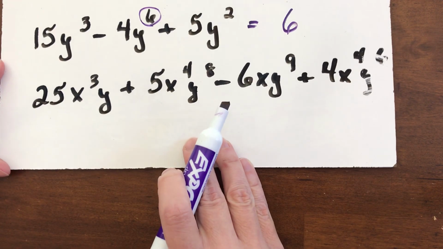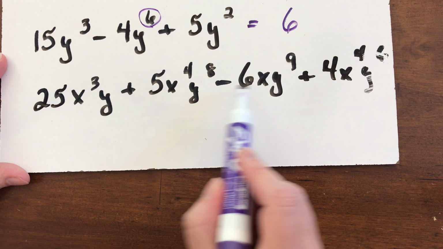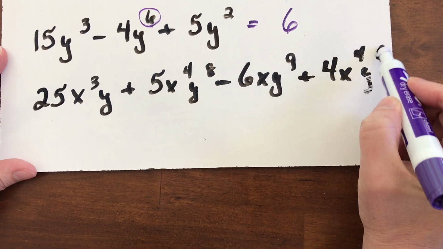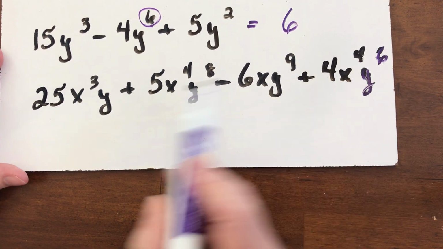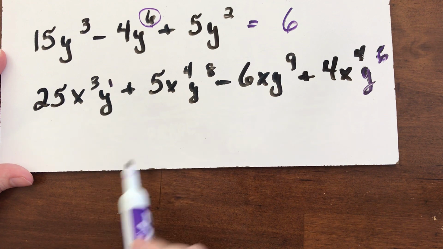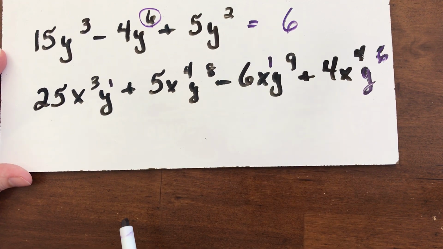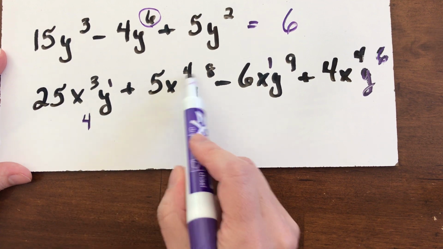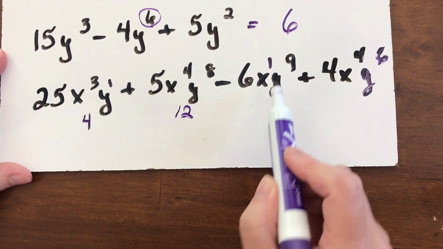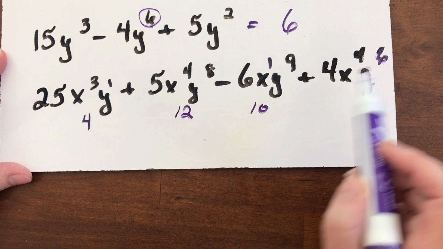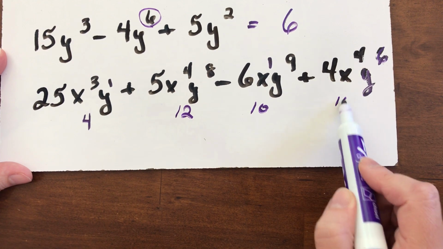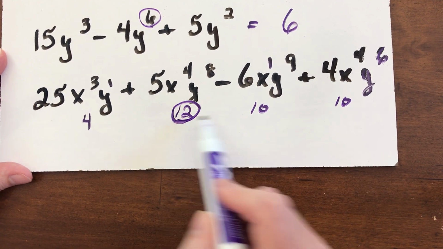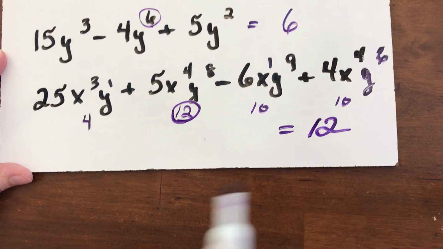Okay, let's look at the bottom. Again, I have multiple bases. That's y to the 6th. Okay, all right, so put a 1 on everything that doesn't have an exponent so you don't forget to add. And then we're going to add the exponents together. 3 plus 1 is 4. 4 plus 8 is 12. 1 plus 9 is 10. And 4 plus 6 is 10. Which one's the highest? 12. So the degree of that polynomial is 12.